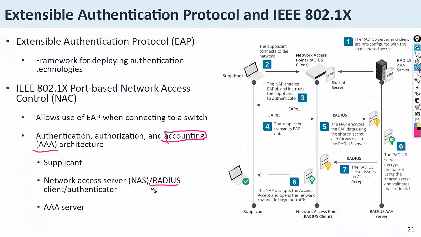A RADIUS server is actually used for the wireless network. And TACACS servers are used for accountability of network devices like switches, routers, firewalls, etc. These processes happen over an encrypted channel. This is called Extensible Authentication Protocol.